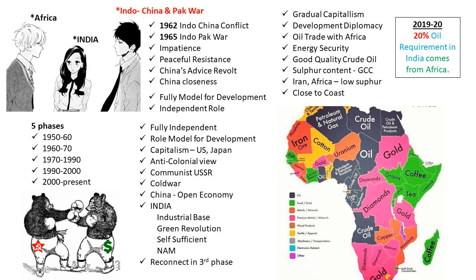In the fifth phase, 2000 till today, India has now become a resource-hungry country. Now in the present times, India has gradually become a resource-hungry country because the Indian economy has started growing, and as our economy is growing today, India requires resources for growth. One of the basic resources India requires for growth is oil.